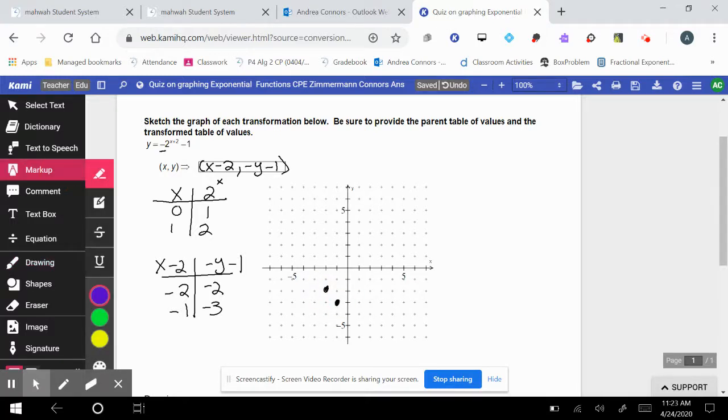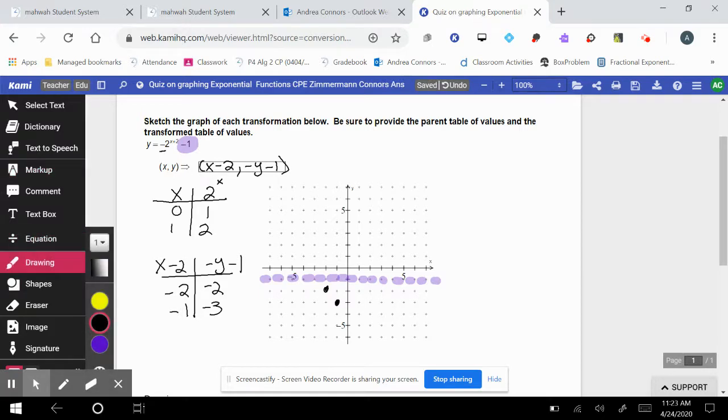I also know that this is my horizontal asymptote. So I'm going to do a dotted line at y equals negative 1. And I also probably need to know my y-intercept as well for graphing, which you do have to find anyway.